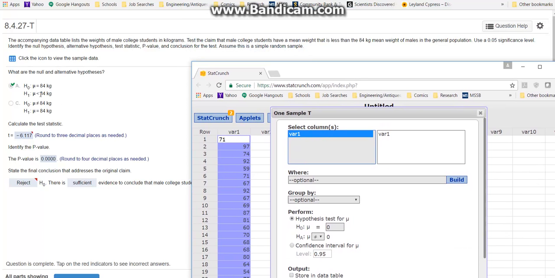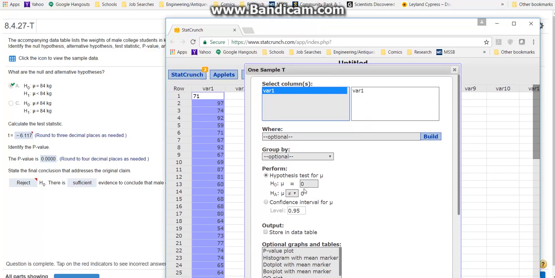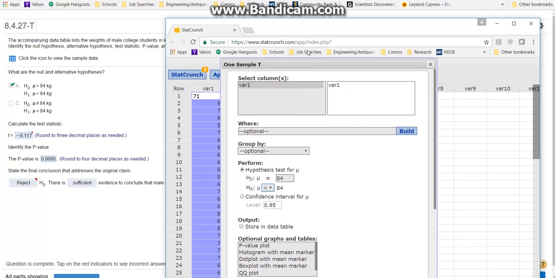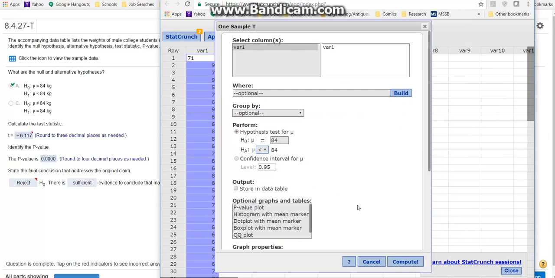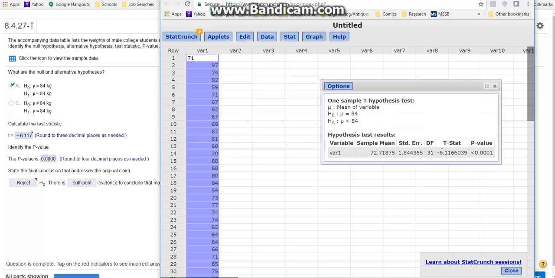Okay? Note that the null is 84, the alternative is less than 84. This alternative of less than 84 tells me a lot of information. First of all, it's a one-tailed test. Second of all, the test statistic will be negative. If the mean is less than the value, that means the test statistic will be negative. Okay? So let's go ahead and put in 84 and put in less than 84, and move this up here slightly and compute.